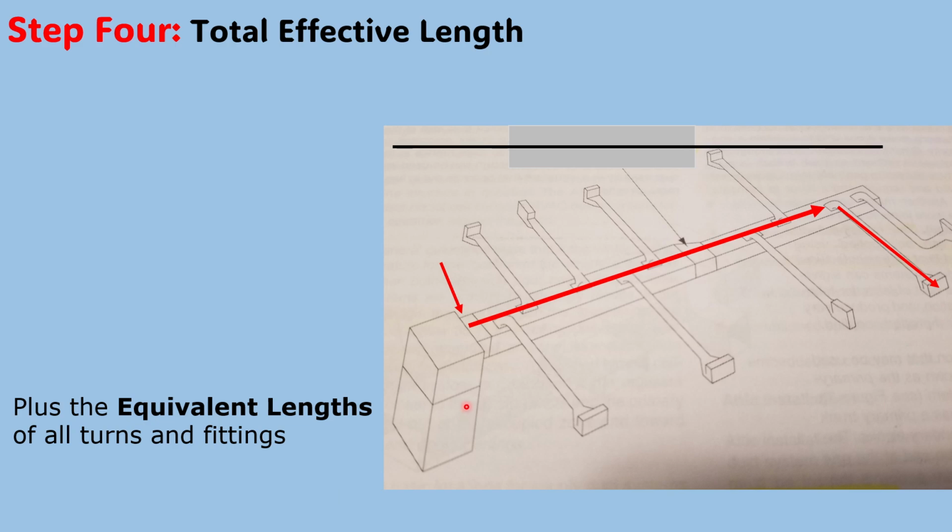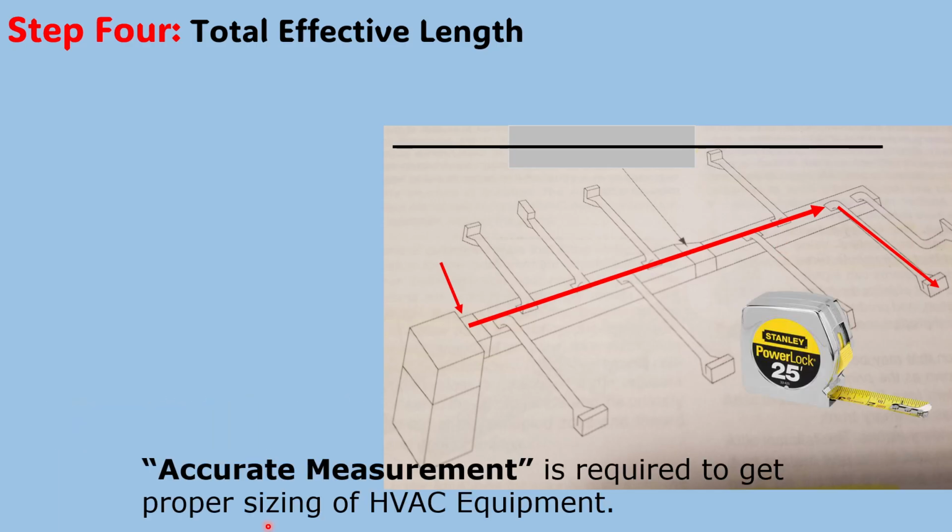So just remember that this takeoff fitting has an equivalent length. The top takeoff over here, the plenum takeoff here has that equivalent length. This reducer has an equivalent length. This boot here has equivalent length. Then you have all the linear feet also. So all that linear footage and the equivalent lengths, that is your total effective length. An accurate measurement is required to get proper sizing of the HVAC equipment.